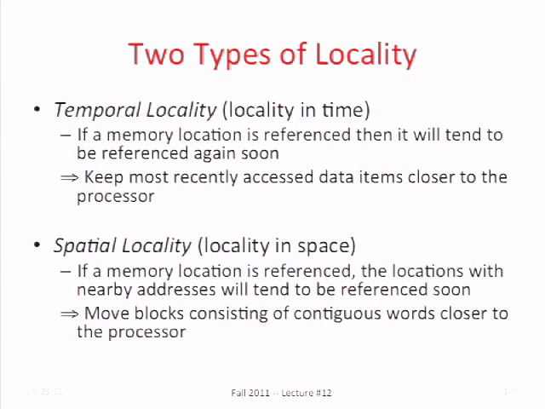So, what's the weather going to be like tomorrow? It's probably going to be like it was today. That's, in the absence of any other information, your best bet. So what am I likely to use next? Well, it's probably what I just used. So that's temporal locality. Spatial locality is kind of a little more subtle. It says the things I'm going to use are probably physically near the things that I just used.